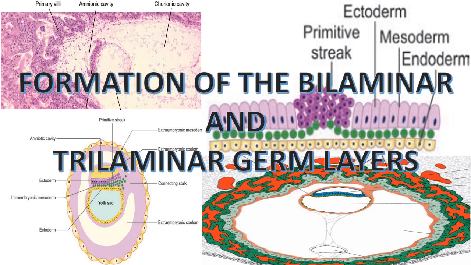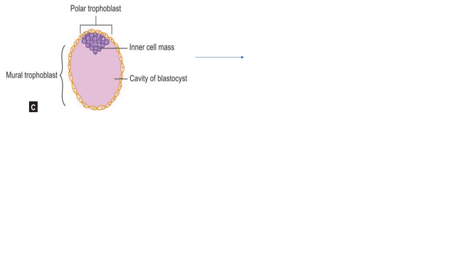So in this video we are going to talk about the formation of the bilaminar and trilaminar germ layers. Okay, so if you remember from our previous video, we talked about formation of the blastocyst. We said that the blastocyst contains the inner cell mass, which we called the embryoblast, and the outer cell mass, which we called the trophoblast.